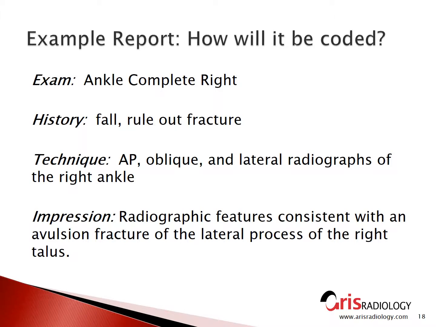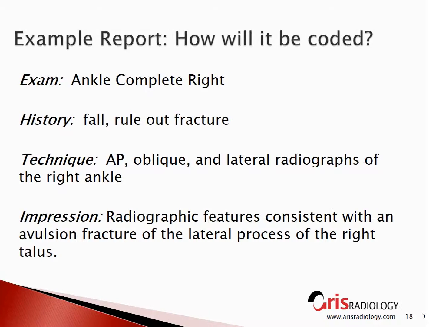Here's an example report and how it will be coded. The exam is ankle complete, right. The history: fall, rule out fracture. The technique: AP, oblique, and lateral radiographs of the right ankle. And the radiologist's impression: radiographic features consistent with an avulsion fracture of a lateral process of the right talus.